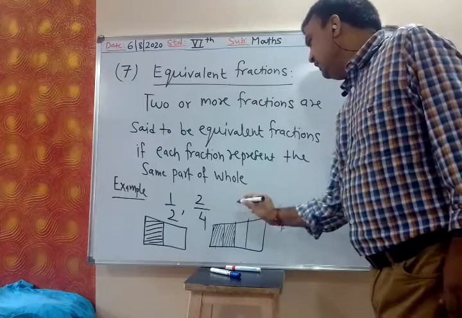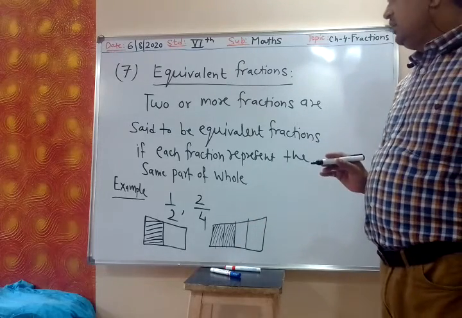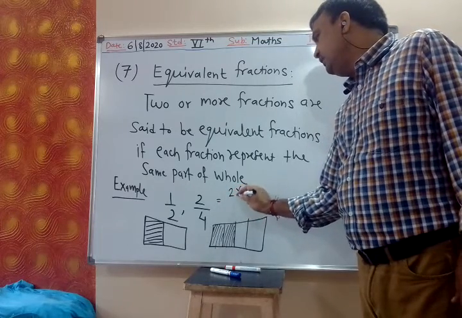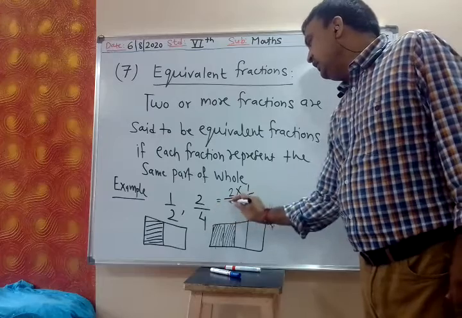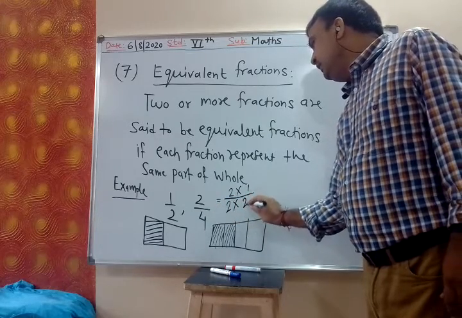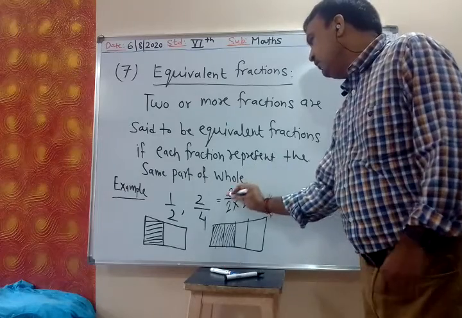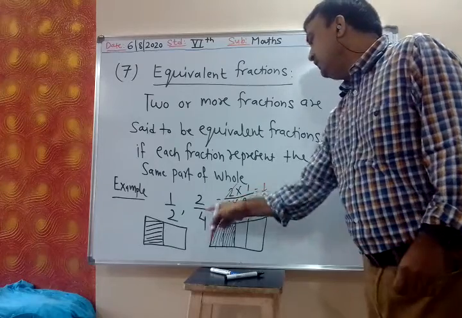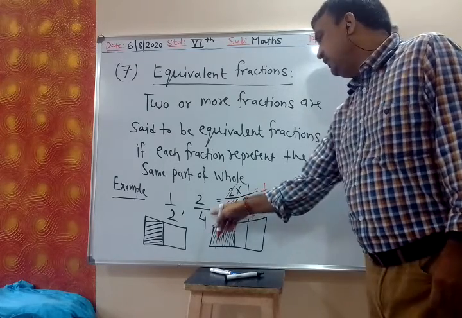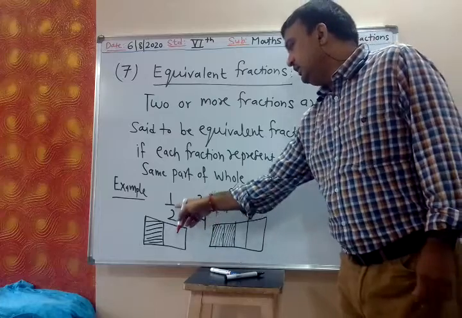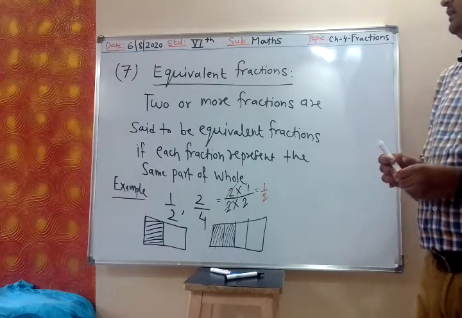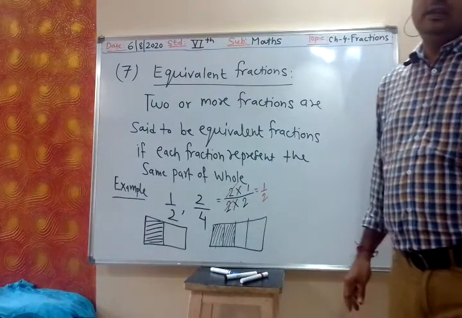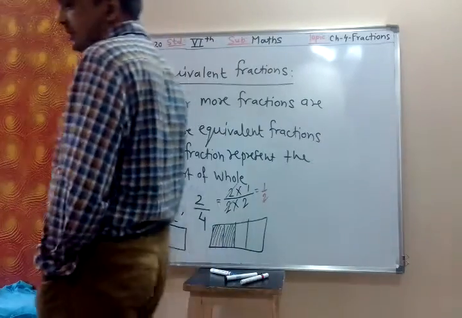Because 2 by 4, I can write 2 into 1, and this 4, I can write 2 into 2. And when you cancel this 2, again you get 1 by 2. So 2 by 4 is same as 1 by 2, and they represent the same part of the whole. So 1 by 2 and 2 by 4, they are equivalent fractions.